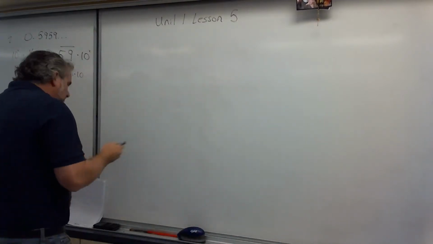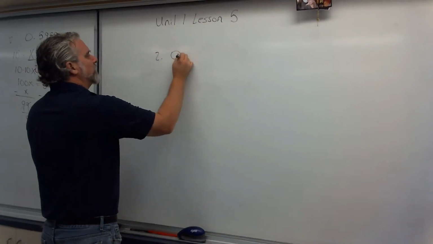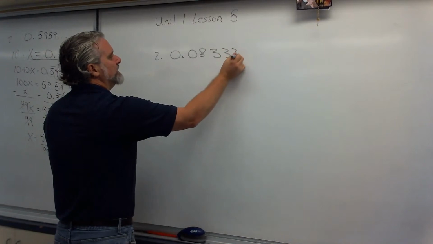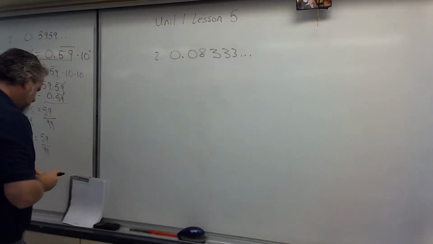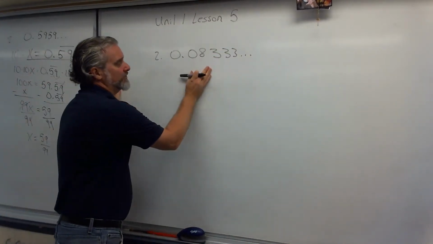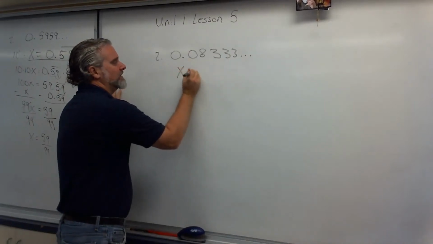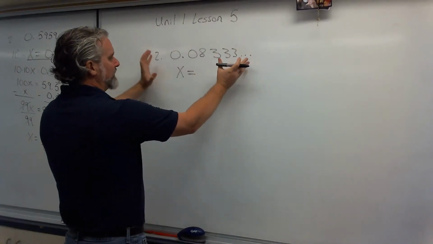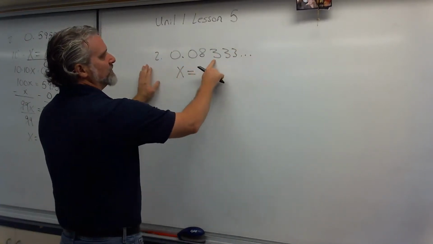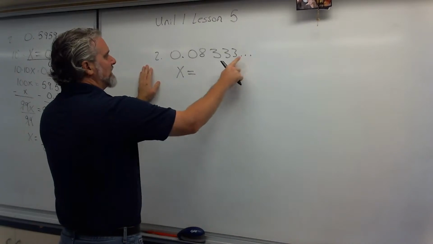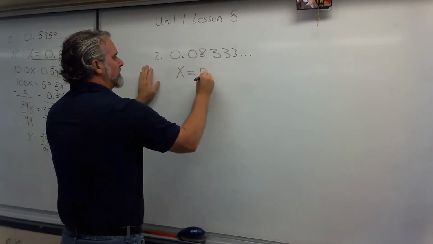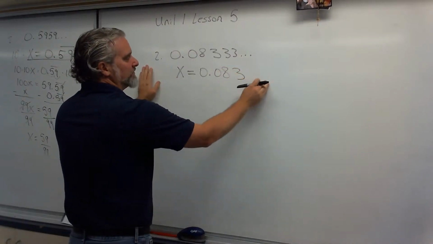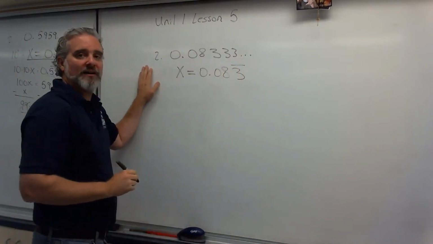Problem number 2, we have 0.08333 dot dot dot. Make sure I got that right. All right, so starting up, we've got to go x equals, and we need to try to simplify this because I don't want to try to put that down here. So I see here's a repeating series of 3's. So I'm going to copy down 0.08. And instead of writing a whole bunch of 3's, we write that repeating bar above that last 3, or the first 3, right?